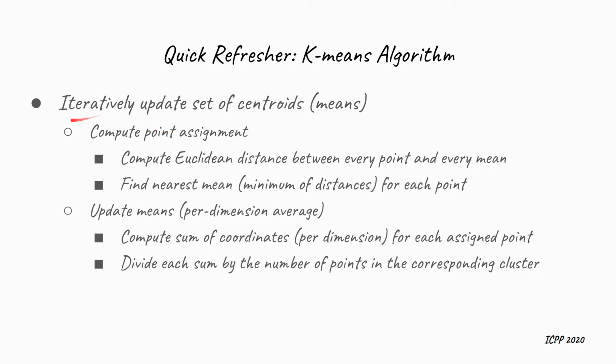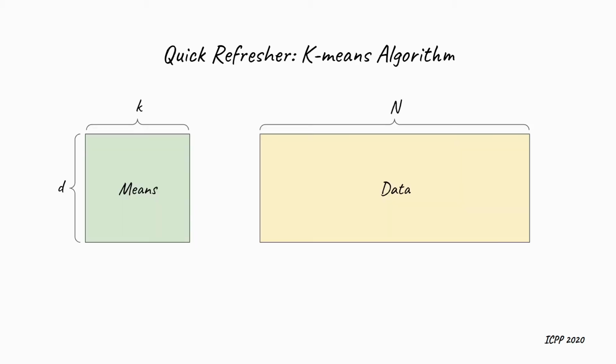First, it computes an assignment for every data point, which means it basically computes an Euclidean distance between every point and every mean, every centroid, and then it finds nearest mean for each data point. The update step computes a new version of the model where each mean is computed as a center of mass of its corresponding cluster. The assignment part of the algorithm is somewhat similar to matrix multiplication.